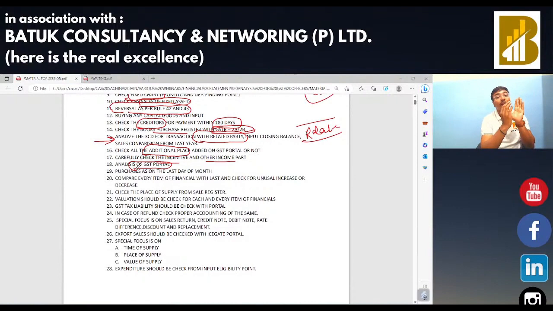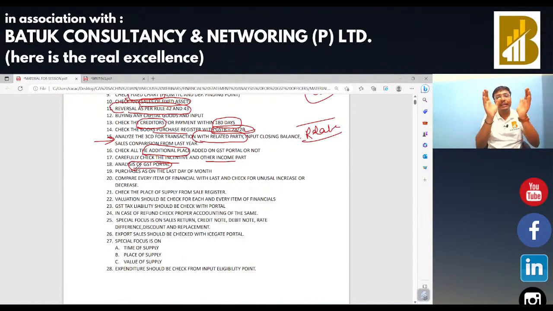If you want to check what amount of cash was paid by that particular taxpayer, in that case you just need to check the electronic cash ledger and electronic credit ledger. If he has claimed a refund, in that case you need to check what amount of refund he has claimed and prepare your working. Okay, this is my suggestion.